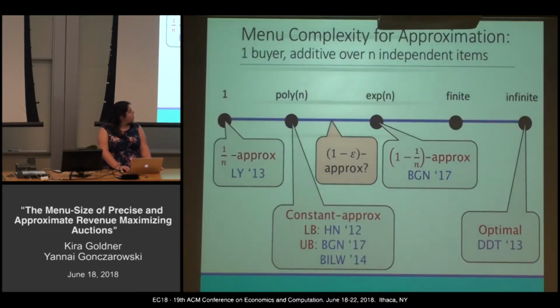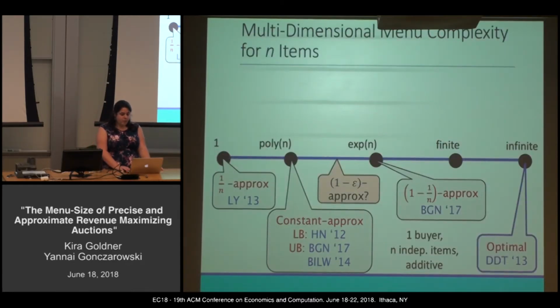Okay, so here we're trying to collapse the dimension of things. Here's what Yannai talked about in his two-dimensional graph and a one-dimensional graph. And we have all these different schemes of approximation, filling out a spectrum for independent valuations that are additive. And so what I'm going to talk about is, let's put one item back up on there so we can talk about what falls between.